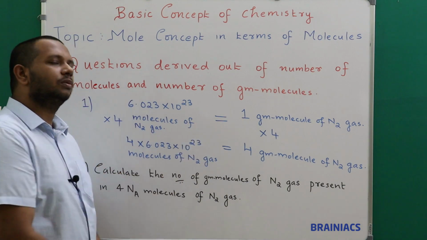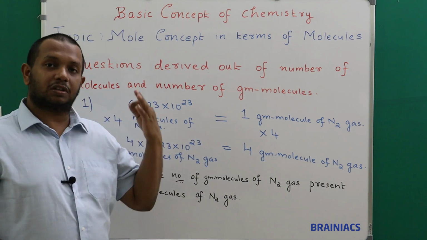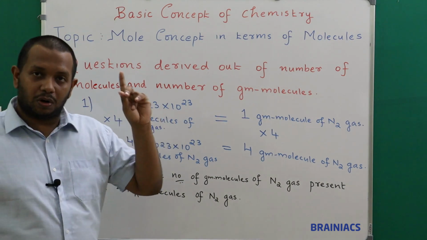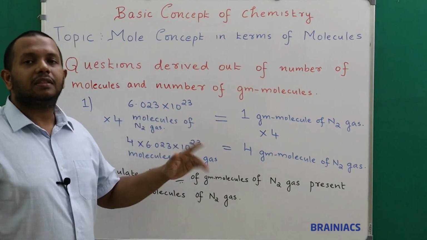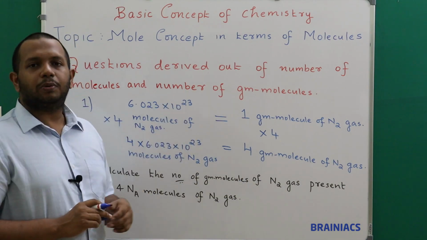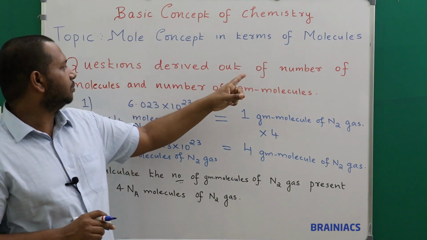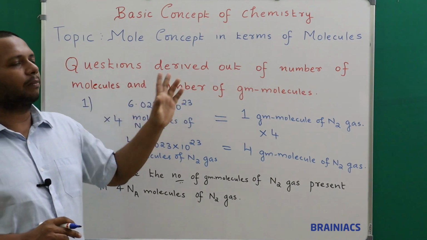Okay, so easy, you got the answer very easily. Sometimes they give 2 molecules or 1 molecule or 3 molecules. Then what you need to do is convert this to 1 molecule by dividing by the same number, then multiply by the number they have given. That's it. I hope you understood the concept, that is the relationship. Two questions are derived out of the relationship between the number of molecules and number of gram molecules.